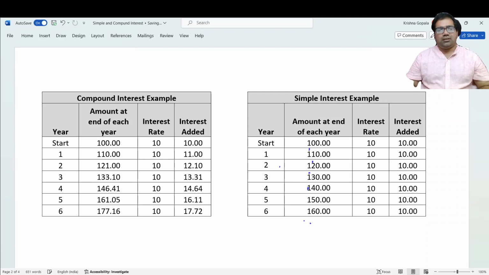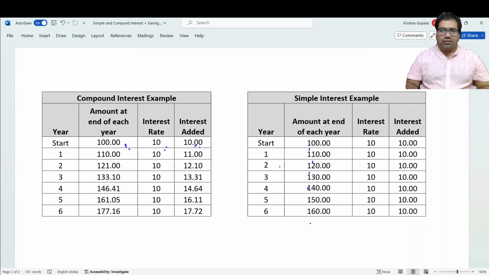Okay. But in the case of compound interest, what will happen is, first year this 10% will get added, which is 100 into 10 by 100. 10% means 10 by 100, right? 10% gets added, which is 10 rupees. If there was 100 rupees, first year 10 rupees will get added.